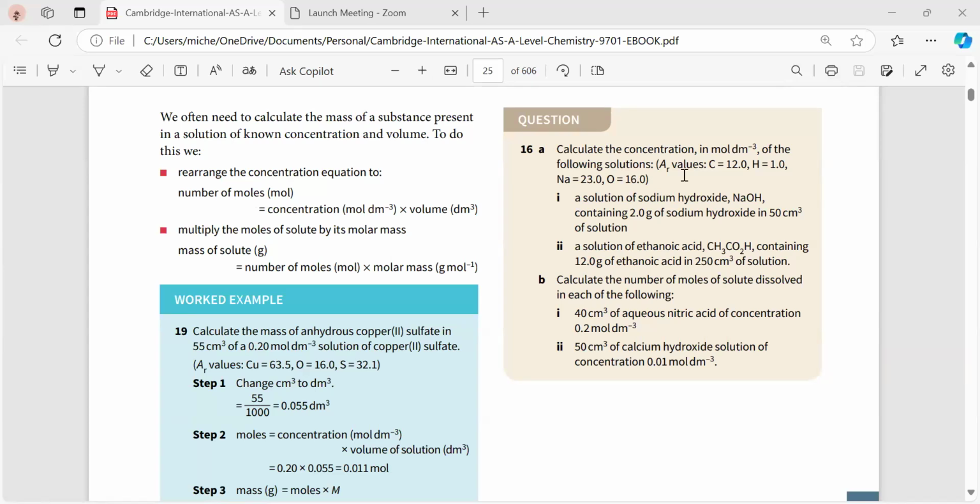Okay, so we were left at question number 16, part A last week. So we're going to continue discussing it to part B. Okay. So this also serves as a review.